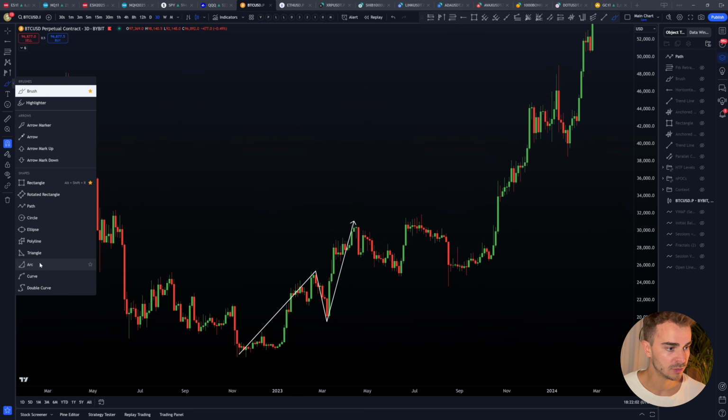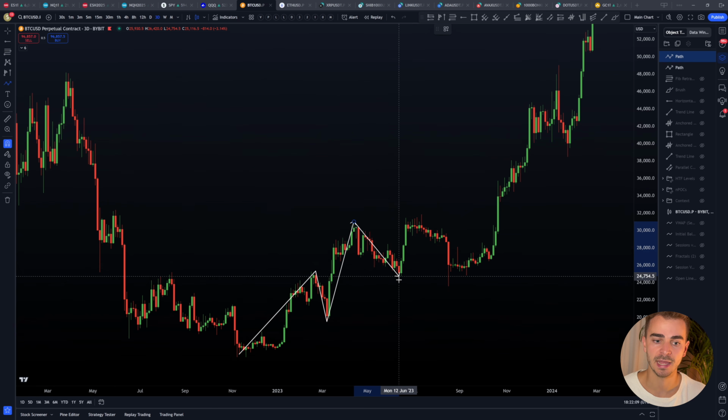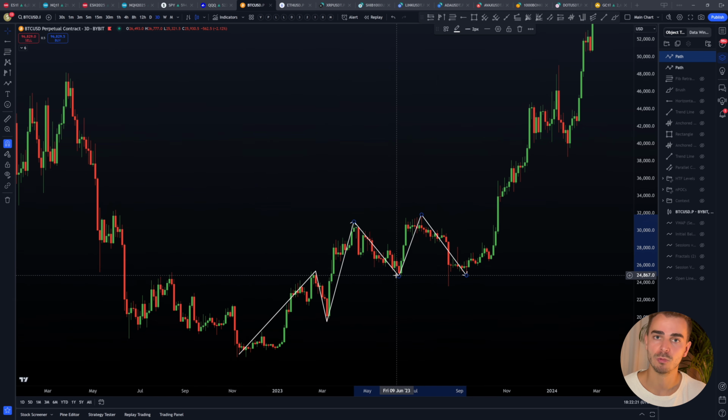So I want to use that tool again and continue where we left off. Here we can see price again is forming a higher low. This is followed by a higher high. And then we can see one very interesting thing down here. What we see is price is technically forming a lower low. Why can that still be classified as an uptrend?